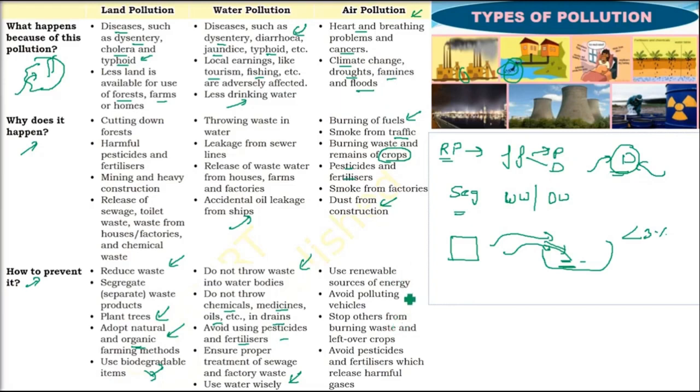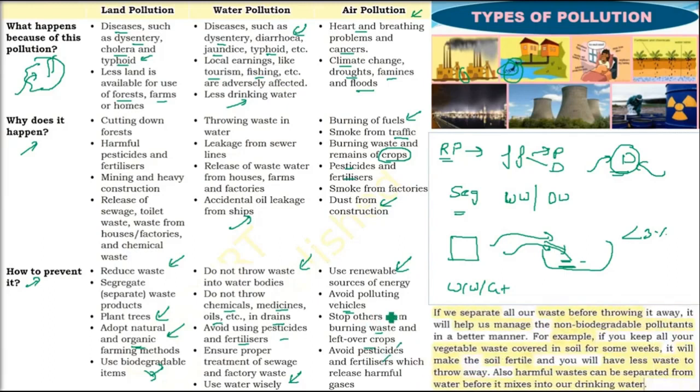Then air pollution, how to prevent it? Use renewable resources: water, wind, geothermal, whichever is possible. Use vehicles as little as possible. Don't burn the leftover crops. Don't burn the waste. Don't do it. And avoid pesticides and fertilizers because they release harmful gases.